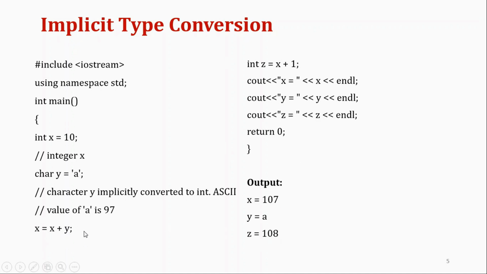So the variable y is a character, but while doing the integer addition, the compiler will automatically convert the alphabet A into the equivalent numeric value, the ASCII value 97. So this is also an example of implicit type conversion.